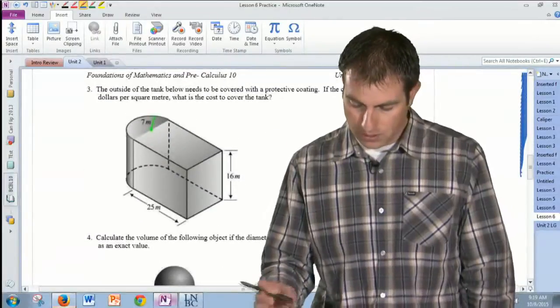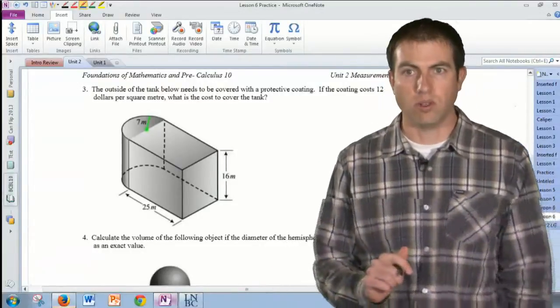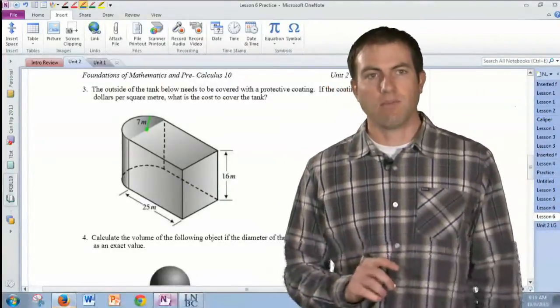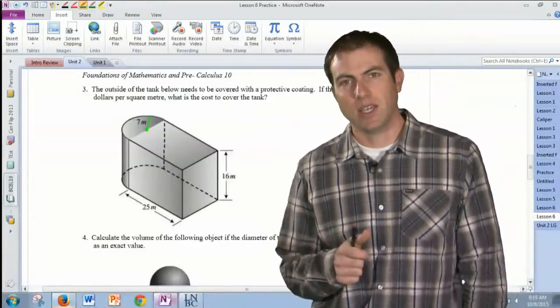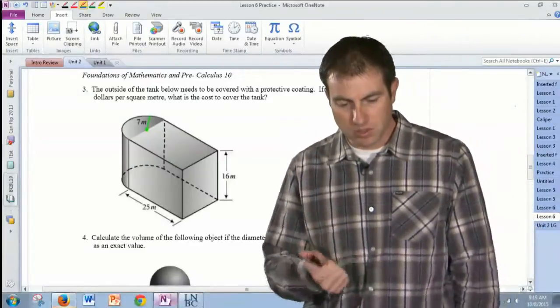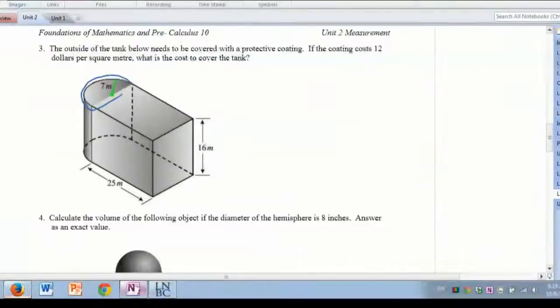This one is a really good question to go over, and I think once I explain the trick to it, you guys will be like, oh, that makes sense. But you're probably thinking, Mr. Borden, we never went through this top piece, which is a weird shape. So how are we possibly going to find the surface area of that? We're coating the outside of the tank, so it's dealing with surface area.